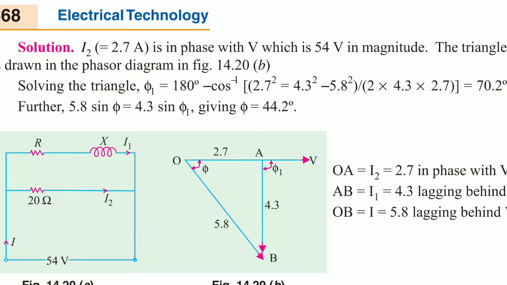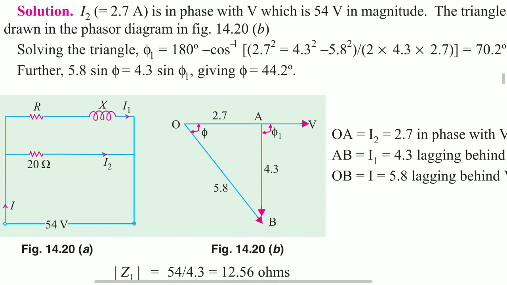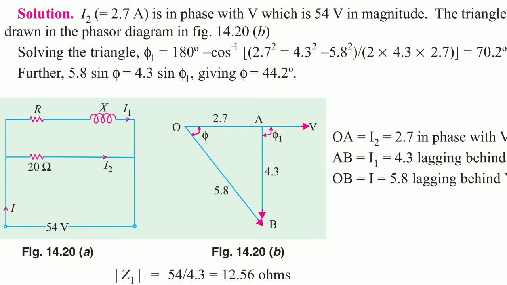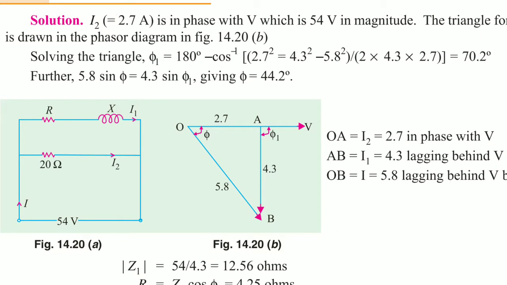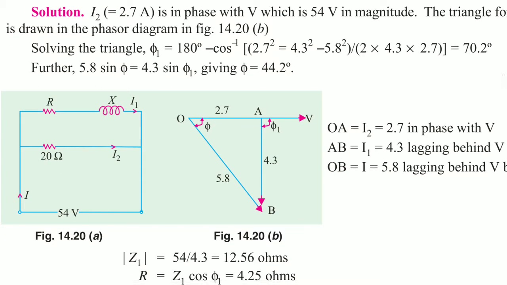Further, here 5.8 sin phi is equal to 4.3 sin phi 1. That gives phi equal to 44.2 degrees. This is the phi value. Here, phi 1 is 70.2 degrees and phi is 44.2 degrees.